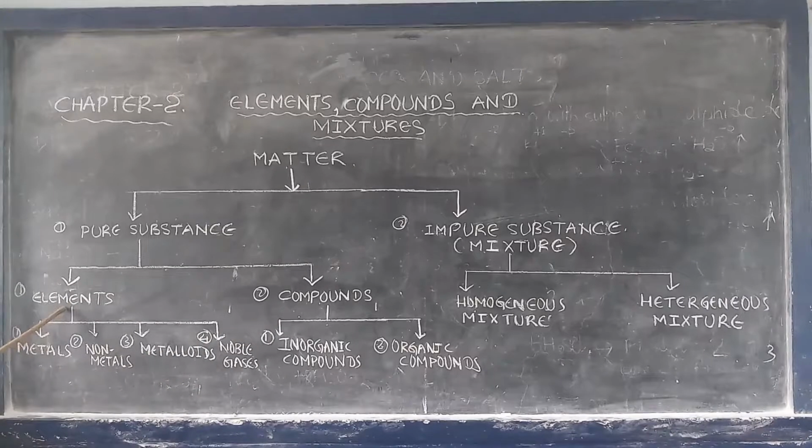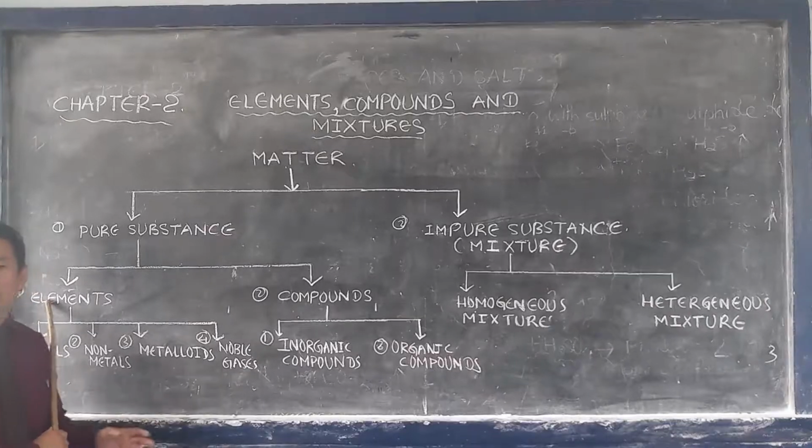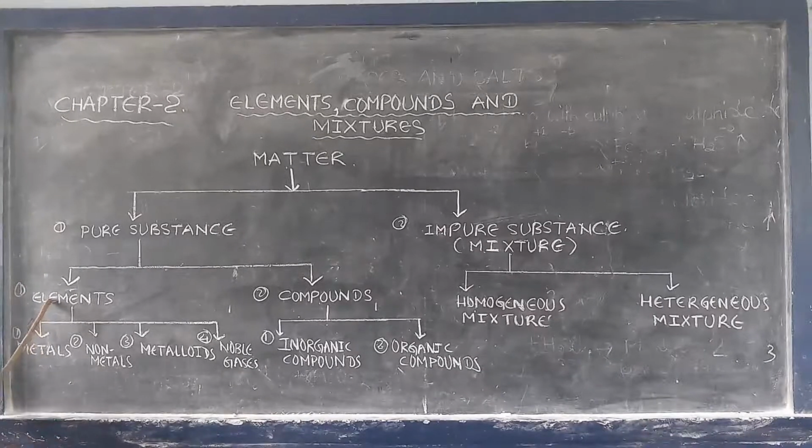What are elements? Elements are pure or simple substances made up of only one kind of atoms. Further, they cannot be broken down into simpler substances by any physical or chemical means. Elements can further be classified as metals, non-metals, metalloids, and noble gases.